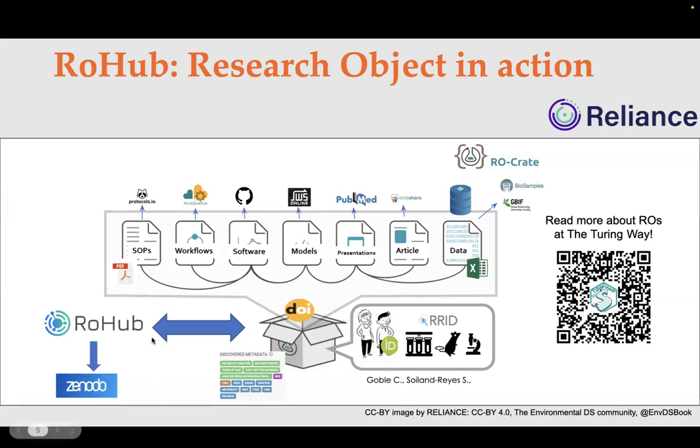So we are using this ROHub, this research object repository, and the representation of the research object is done through RO-Crate, research object crate. If you want to know more about research objects, you can check out the chapter on the research object in the Turing Way.